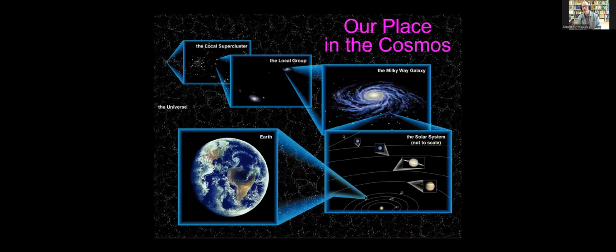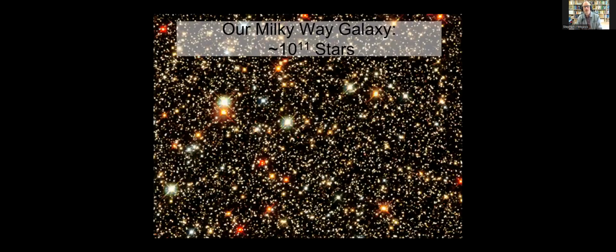So our place in the cosmos, it's difficult for the brain to grasp just how incredible the scales are. Here's our little Earth within the solar system, which is not shown to scale, which is in the galaxy, our Milky Way galaxy. But our Milky Way galaxy is part of a group, local group of galaxies that is in turn part of a local supercluster that's in turn part of the fabric of the universe.